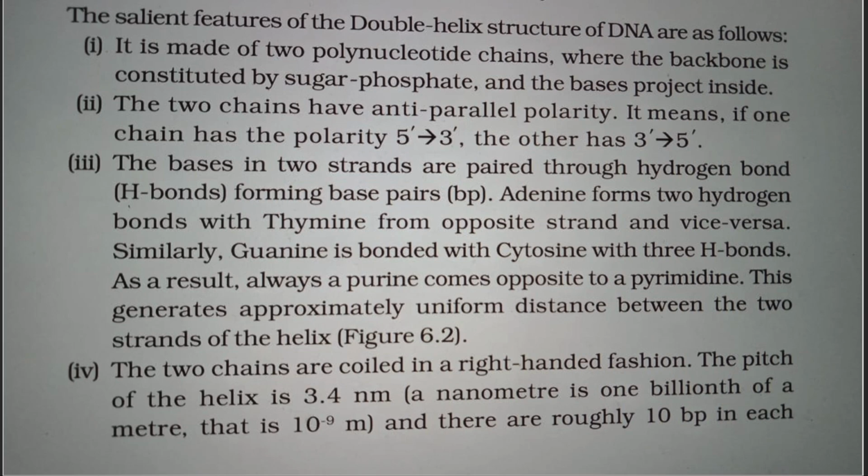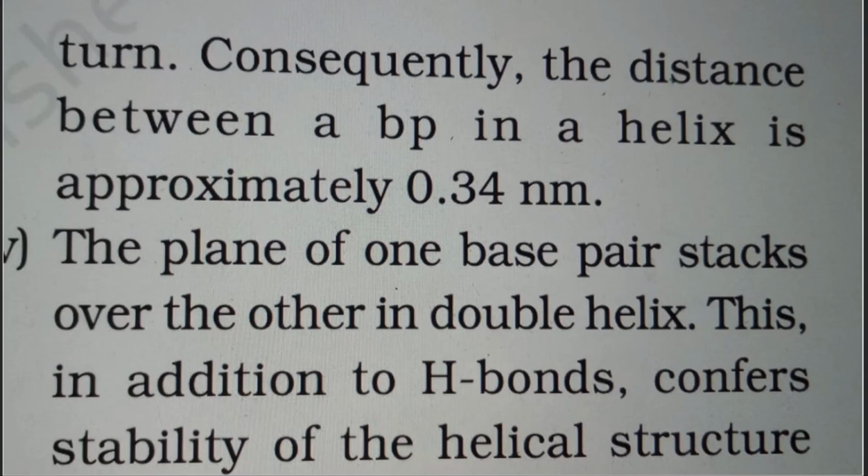So when the salient features of the double helix structure of DNA are asked, you're supposed to mention these points along with mentioning the structure of the nucleotide. Just mention that a nucleotide is made up of a nitrogen base, a pentose sugar, and a phosphate group. So these 5 points, as explained with respect to the salient features, will easily help you in fetching 5 marks if this question is asked.